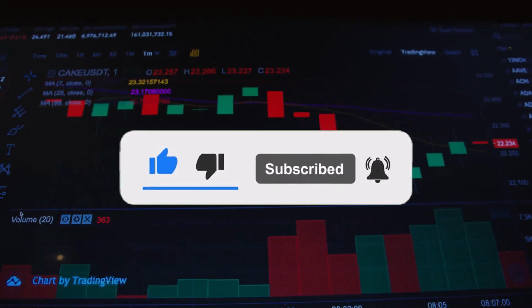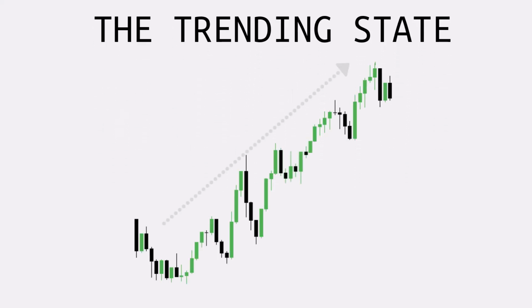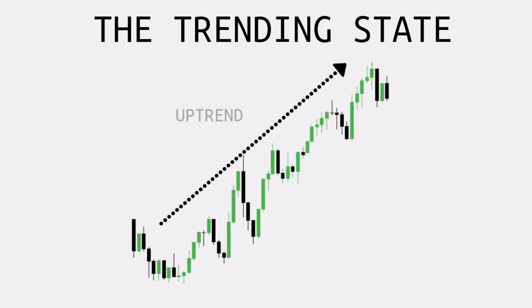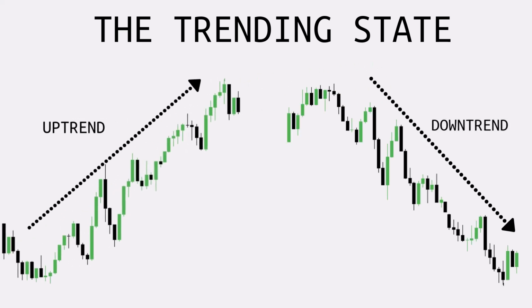Now that we have set the stage, let's start with the basics. When you open a chart, you will notice that the market is always in one of two states, the trending states. In these states, the market moves in a clear direction. It's either trending upward, which we call an uptrend, or trending downward, which we call a downtrend. You will see the price moving consistently higher or lower, forming a distinct pattern.